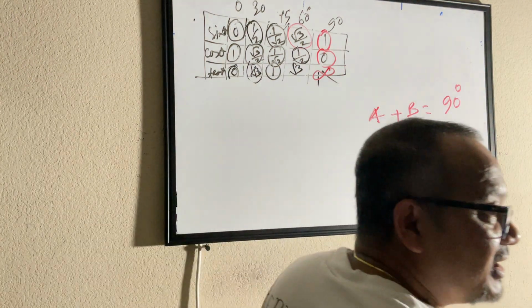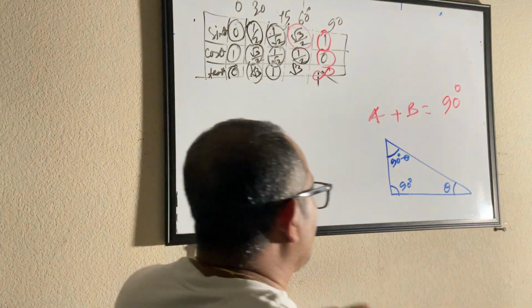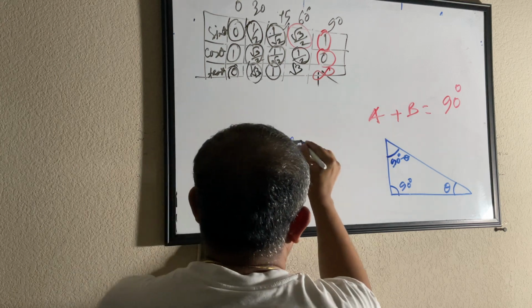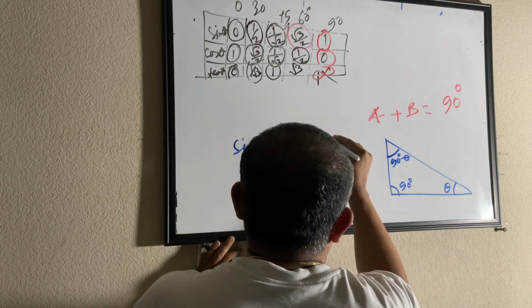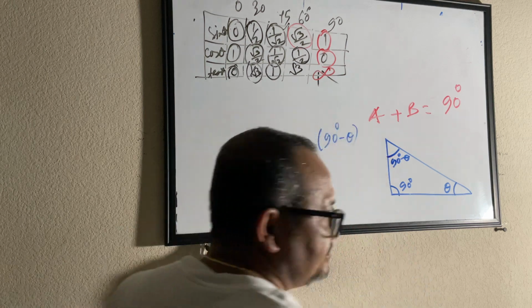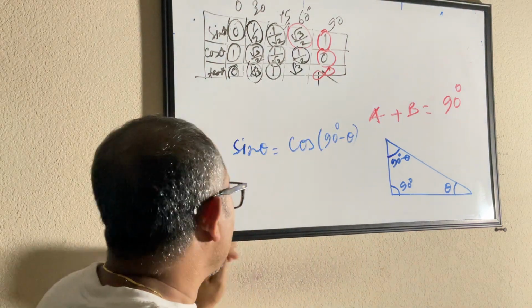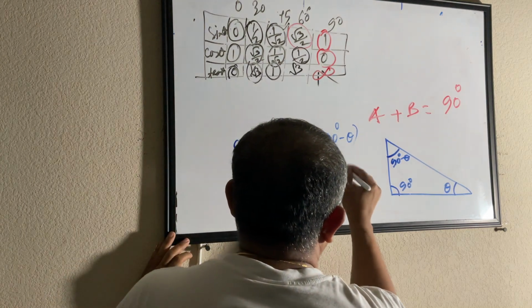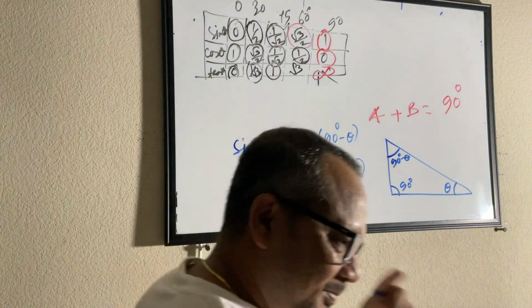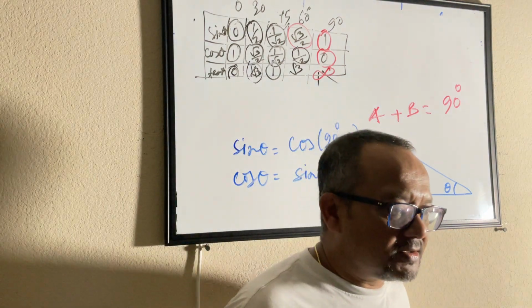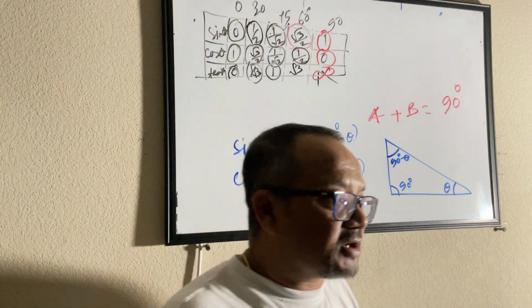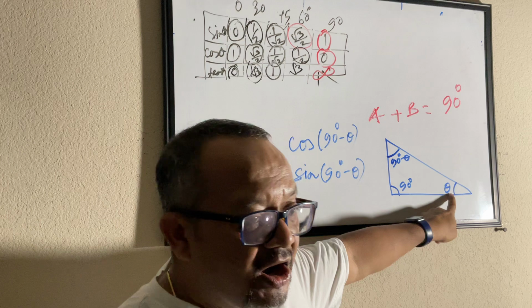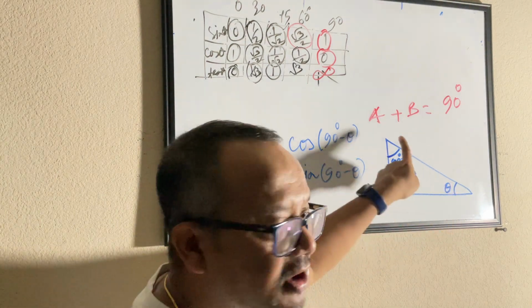Now, the concept of complementary angles says sine of theta is equal to cos of 90 degrees minus theta, or vice versa, cos of theta is equal to sine of 90 degrees minus theta. In trigonometry, sine of theta is equal to cos of the complementary angle.